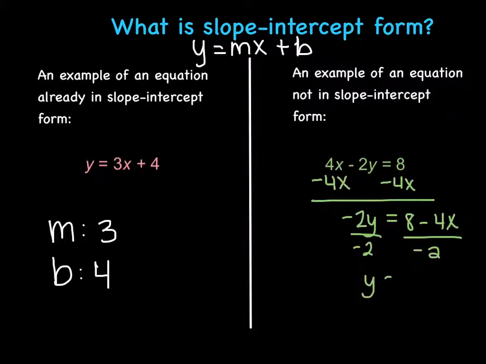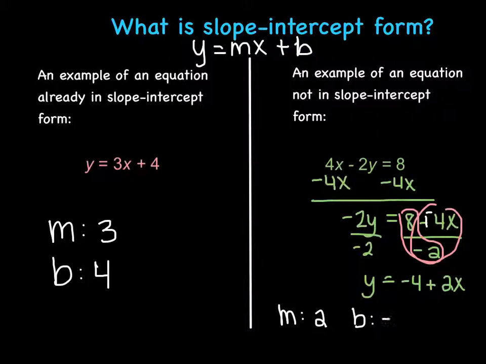So now I have y equals, and now I have 2 items, 8 and negative 4, that are both being divided by negative 2. Before I continue, I'm actually going to rewrite subtraction as adding a negative. Then I'll do my division. 8 divided by negative 2 is negative 4, plus negative 4 divided by negative 2 would be positive 2x. So now I can identify the slope and the y-intercept. The slope is still going to be the coefficient of x, which in this case is positive 2. That's the number that's multiplying x, and the y-intercept is negative 4.